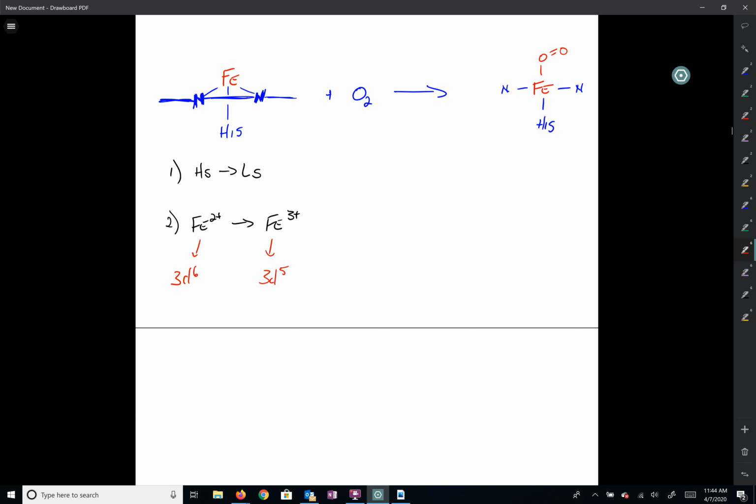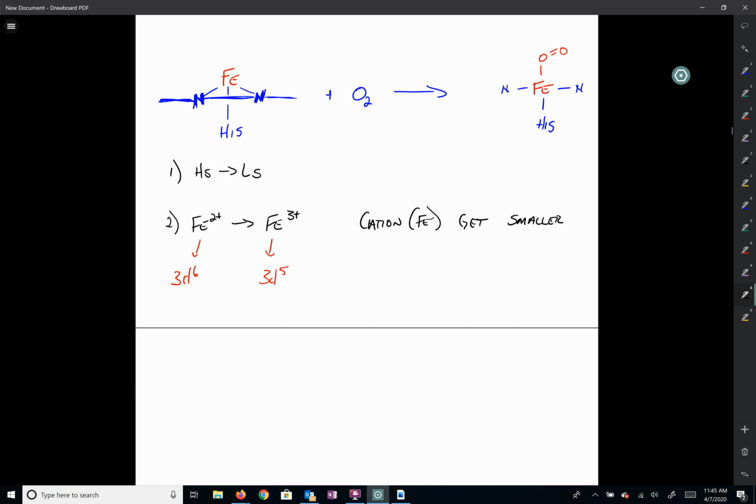So what happens as we go from Fe2 plus to Fe3 plus? Well, there's a couple things that happen, and we'll talk about the basics here. Here's a question: when we change oxidation states, as we go from Fe2 plus to Fe3 plus, the cation, the iron, would get smaller. Remember, the higher the oxidation state, the smaller the ion is going to be.